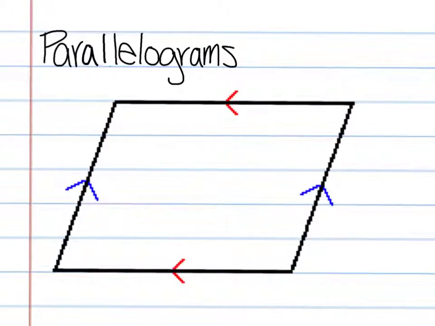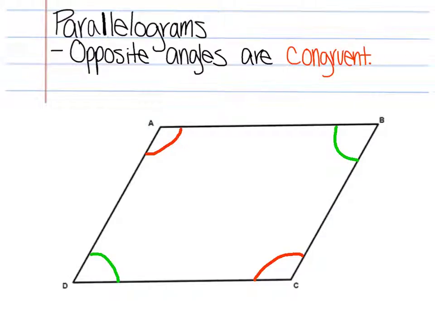For example 1, who knows what a parallelogram is? What's the definition? It is a quadrilateral. What's a quadrilateral? Four sides. They don't have to be equal. A shape with 4 sides and 2 sets of parallel lines. So with the blue arrows, those lines are parallel, and the red arrows, those lines are parallel too.